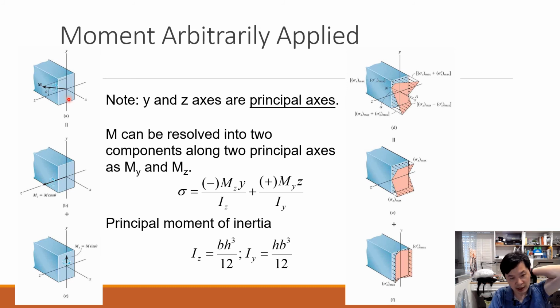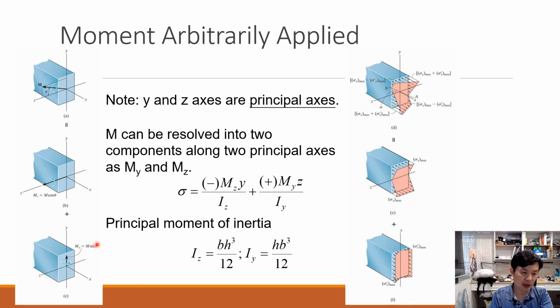So what will we have? First step, y and z are both symmetric axes, so they both belong to the principal axes. As we mentioned in the previous example, after we know they are principal axes, our moment can be decomposed into two parts along them. One is My, the other is Mz. This is the result of Mz. This is My. Just multiply by cosine theta and sine theta for each of them.